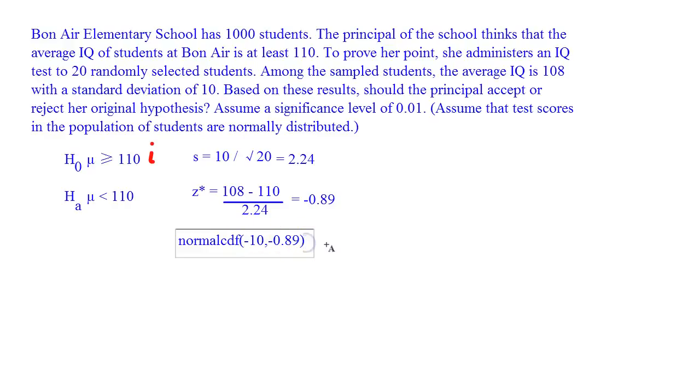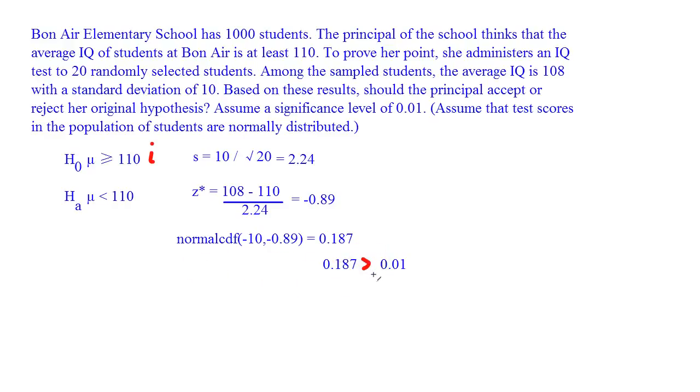Okay? All right. And you do that calculation and you should get 0.187, I would say. Okay. And now what we're going to do is we're going to compare that with what we have. Okay. Now what we're going to do is compare this 0.187 with our significance level, which is 0.01. Okay, and obviously this one's going to be greater.